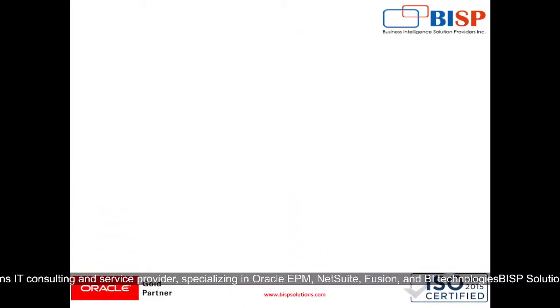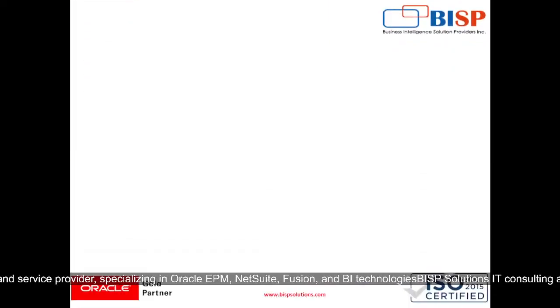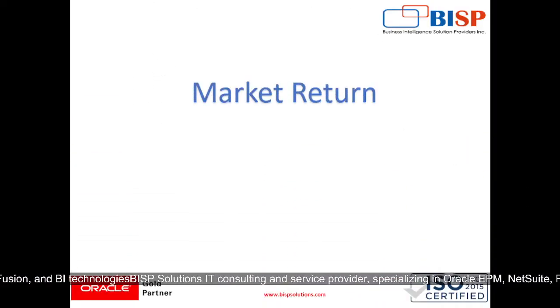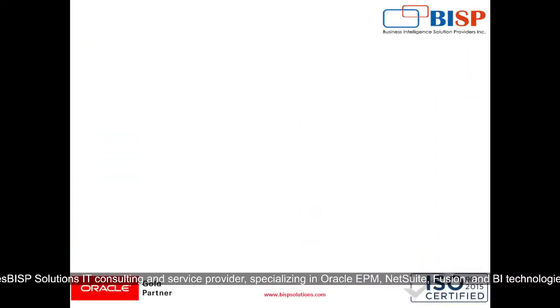Then comes finding beta. There are two types of beta we have to find out. First is regression beta, which is calculated through stock history, and bottoms-up beta, where we find beta from similar companies. Then comes market return, which is how much the overall stock market returns, used to judge investor expectations.